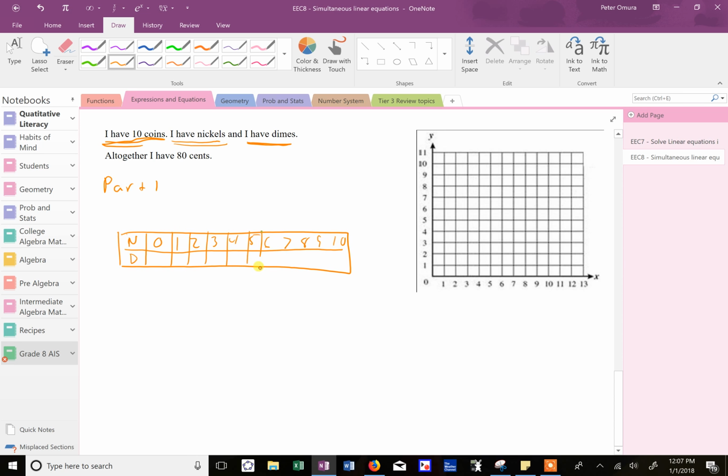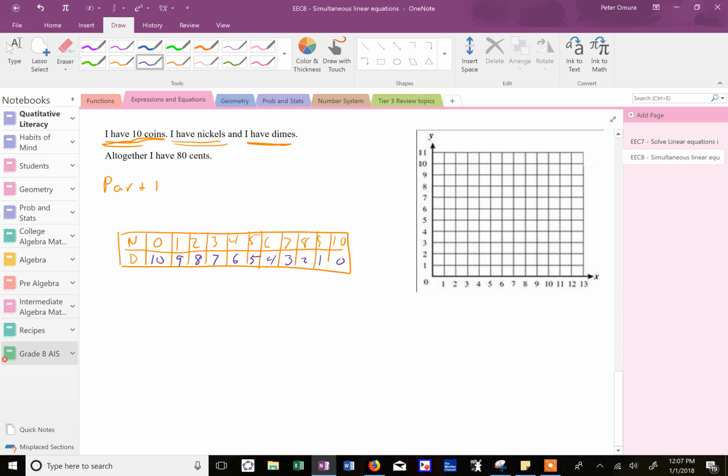And then I'm going to record that if I have 0 nickels, I must have 10 dimes. If I have 1 nickel, I must have 9 dimes. If I have 2 nickels, I must have 8, and so on: 5, 4, 3, 2, 1, 0. So now I'm going to graph this.